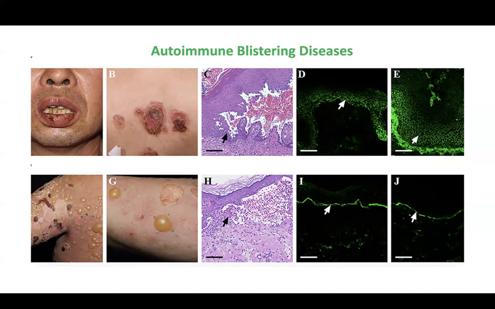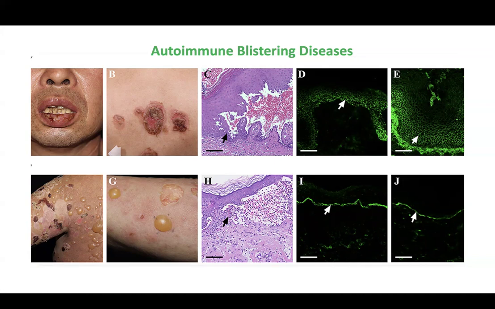So for diagnosis of superficial blistering diseases, which involve the very superficial layers of the epidermis, most of the time you don't see a blister, you just see the erosions. So put it in your mind that this could be a blistering disease. To diagnose this, we need to take biopsies.